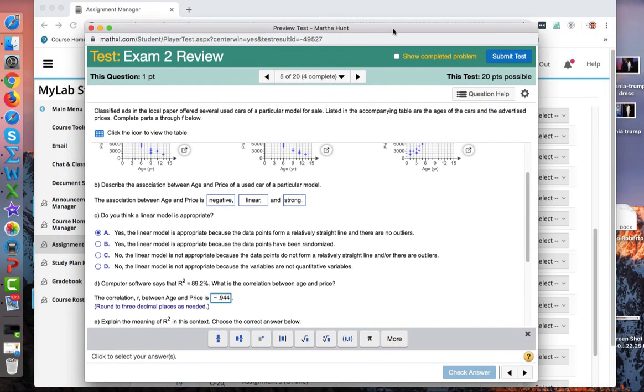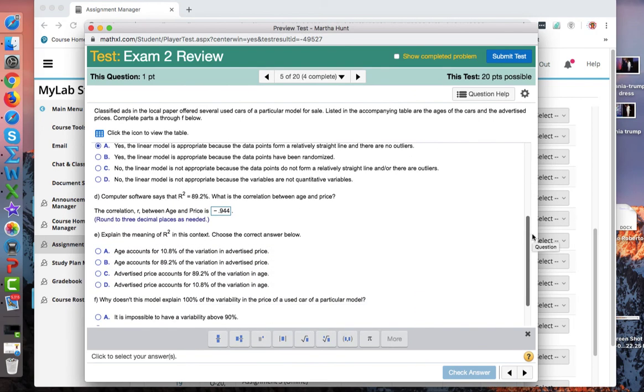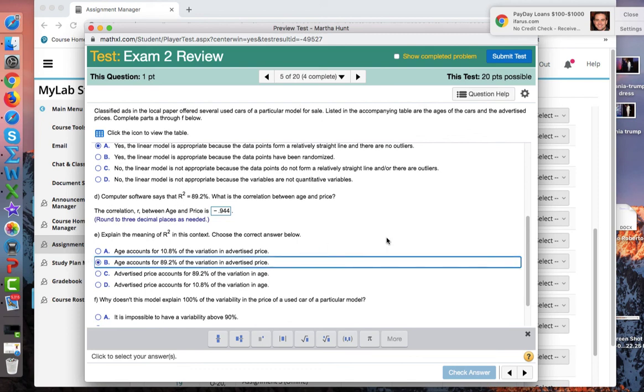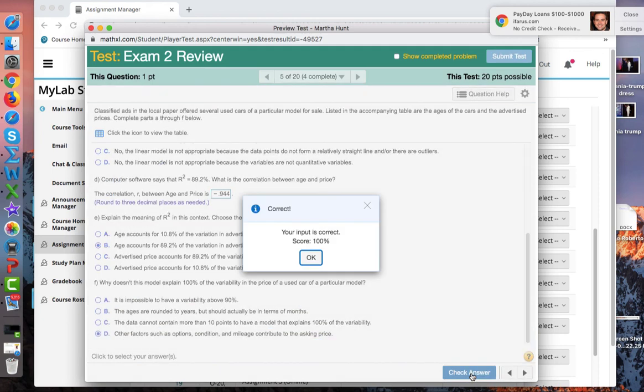And then we want to explain R squared in this context. It says that 89% of the variation in Y is accounted for by X. The age accounts for 89% of the variation in the price. That would be it. And why is it not 100%? Other factors such as condition and mileage affect the price. Let's check our answers. Good job.